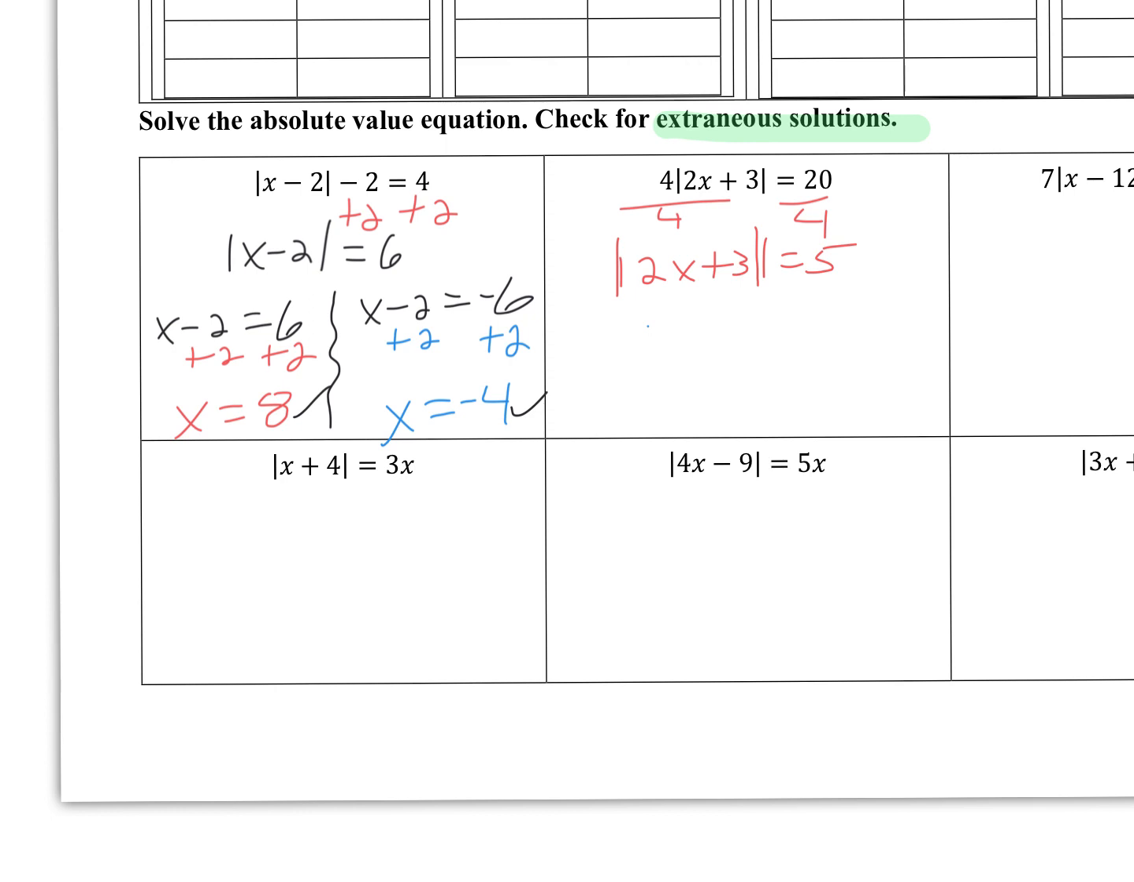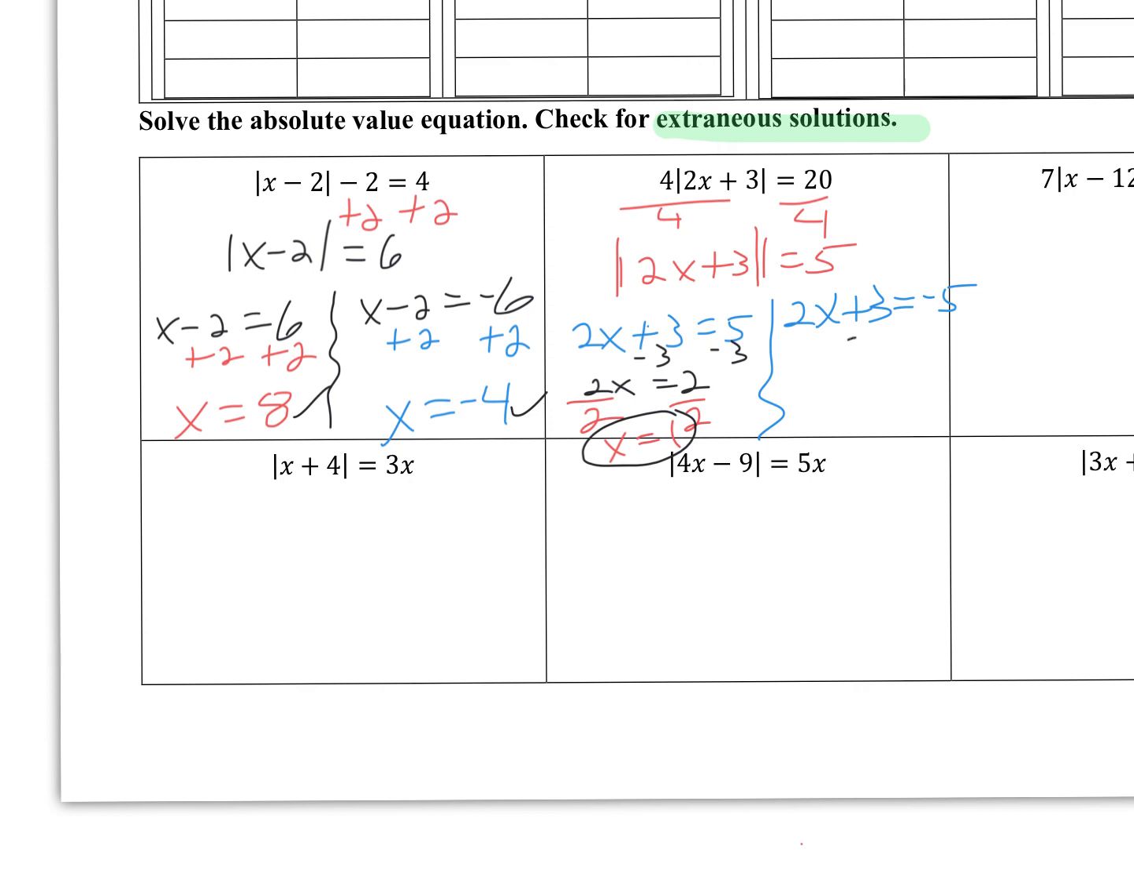All right, so let's see. 2x plus 3 equals 5, and then we also have 2x plus 3 equals negative 5. All right, so we're going to need to subtract 3 from both sides and also divide by 2. So when we subtract 3 from both sides, we get 2x equals 2. And then we divide by 2, and we get x equals 1. Okay? So x equals 1 should be one of our solutions.